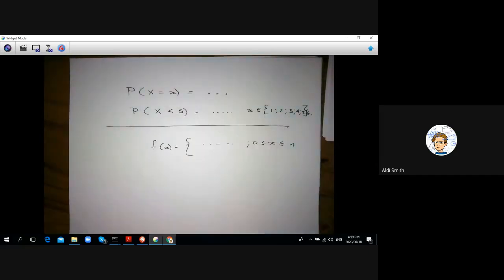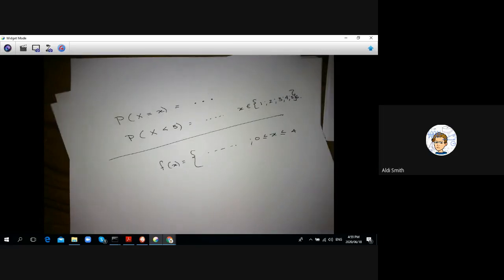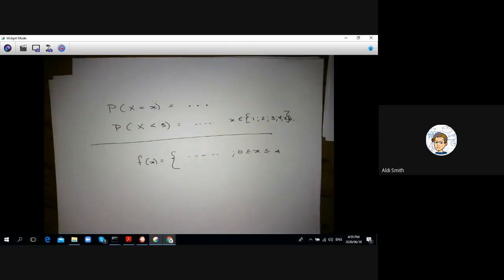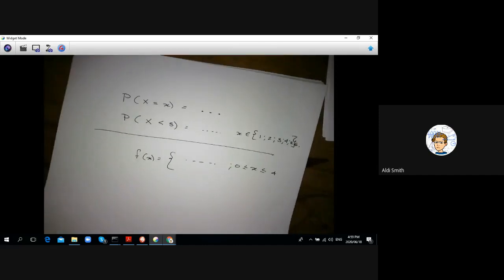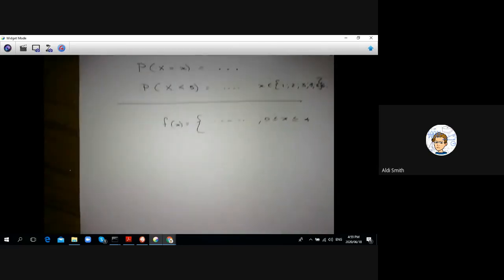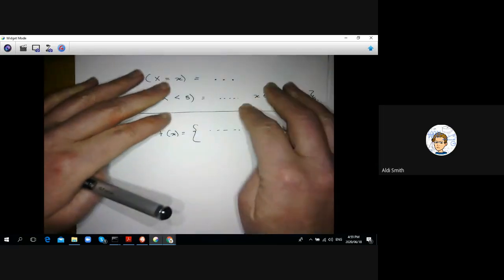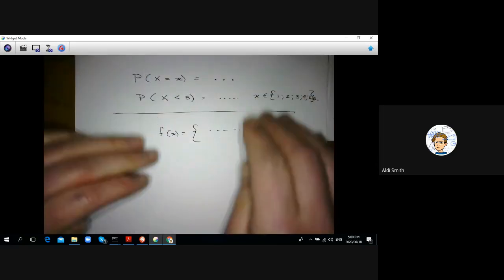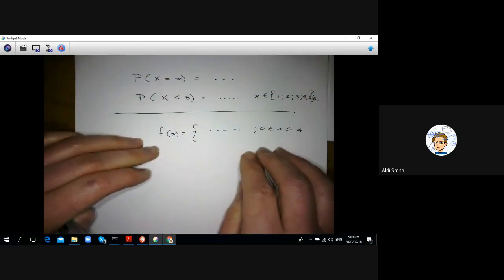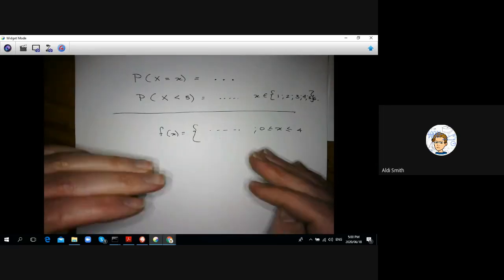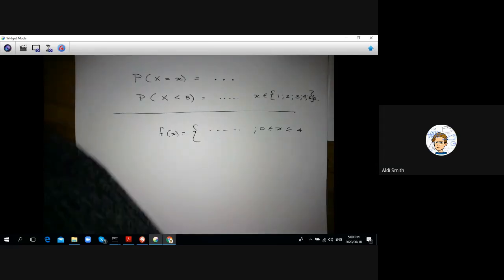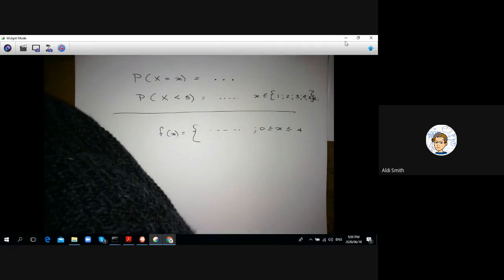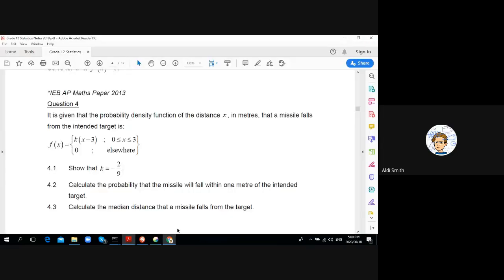So please don't get confused between the two. And they have to tell you what it is as well. So read that little letter before you start with the sum. It tells you it's a mass function, which means just a substitution, or it's a probability density function, which means setting up an integral, working out the area underneath the curve. Okay, so that's pretty much probability density functions.